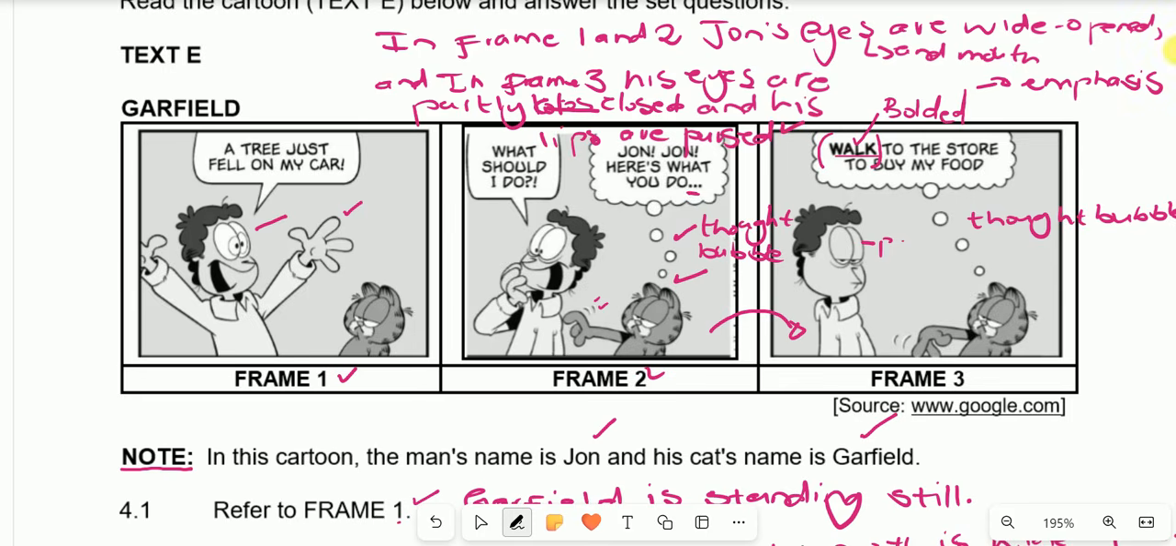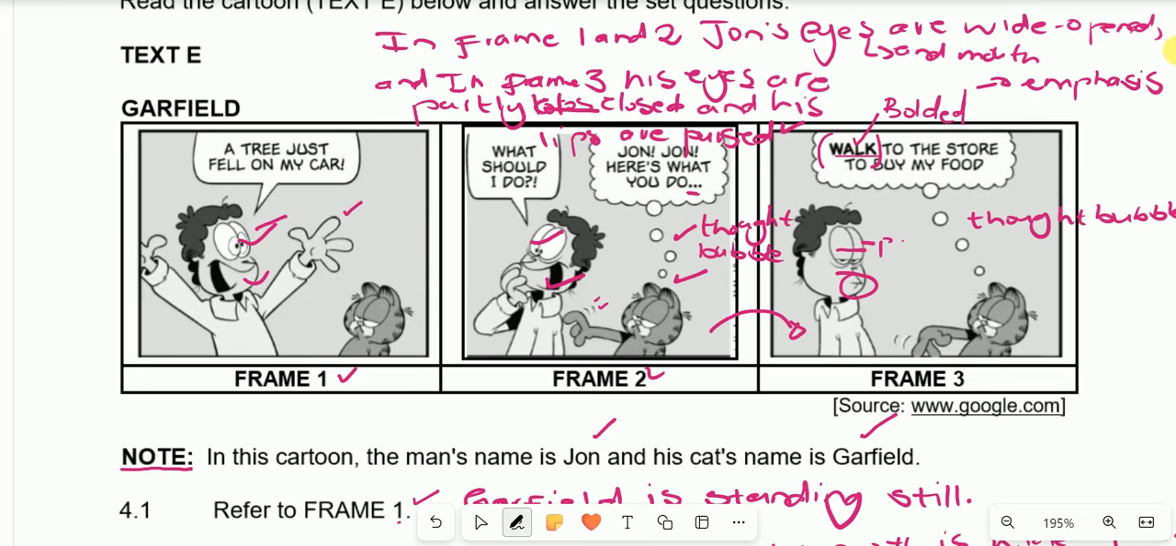Now, let us study this. In frame 1 and 2, John's eyes and mouth are wide open, which is true because the mouth is open and the eyes are wide open, right? Compared to frame 3, where his eyes are partially closed and the lips are pursed, or the lips are tightly closed. What I have done, I've spoken about the same features differently.